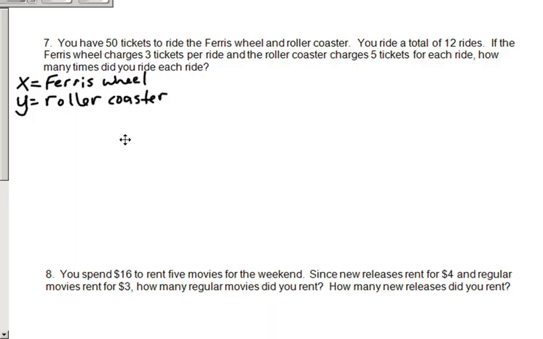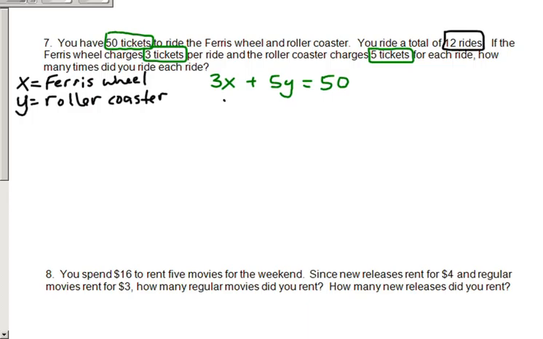Okay. Another thing you should notice in these problems is there's going to be, for the most part, 3 numbers that are similar. So in this case, we have 50 tickets, 3 tickets, 5 tickets. Those are going to make your first equation, where we're going to say 3x, because 3 with Ferris wheel, plus 5y, because y was my roller coaster, equals the total tickets there, which is 50. After you have that first equation, you should notice that there's only one other number here, that being 12 rides. That equation is always going to be x plus y equals 12, or whatever the total is.